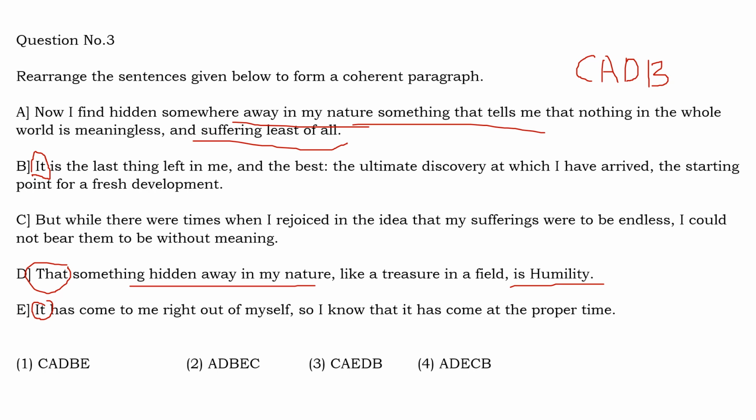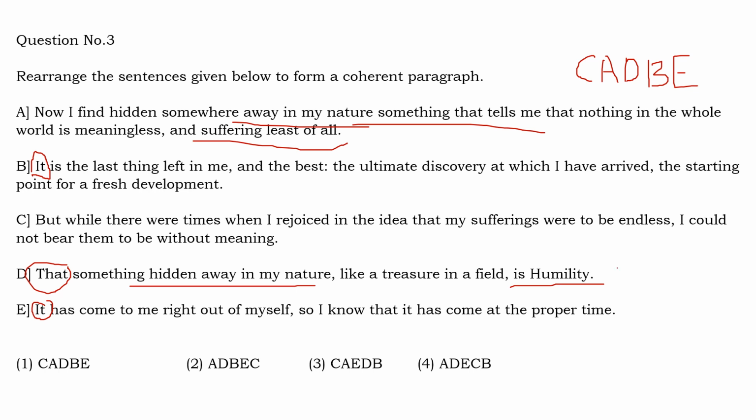So it is further saying that this particular thing that is described here has come at the right time. So it is E, CADBE. Some of you might have the doubt whether it can be in the reverse format, EB. No, because first we talk about something that is hidden away in my nature, which is humility, and it is the last thing left in me. So directly it is referring to here.